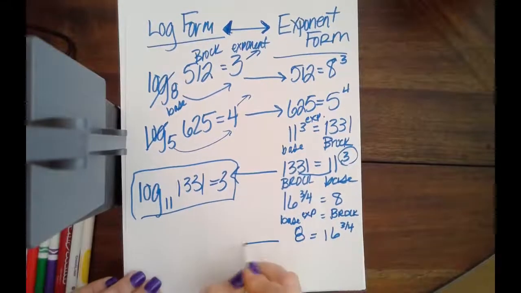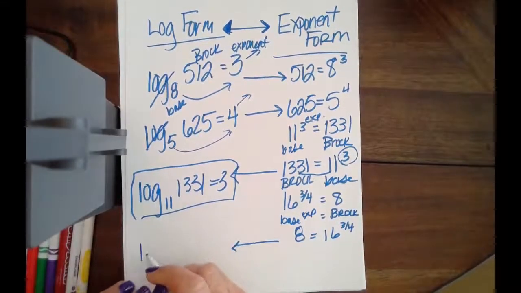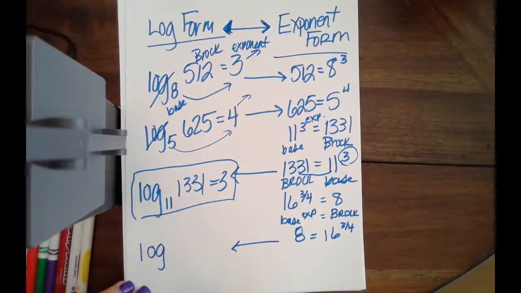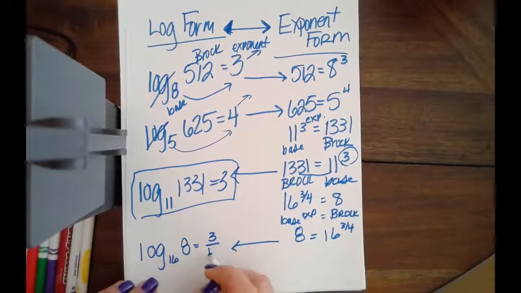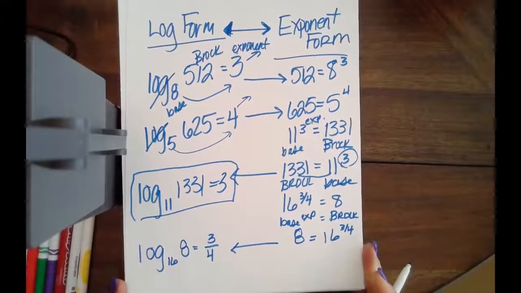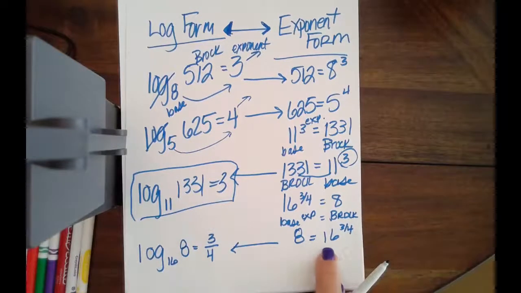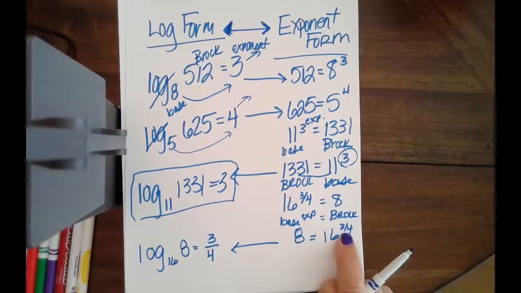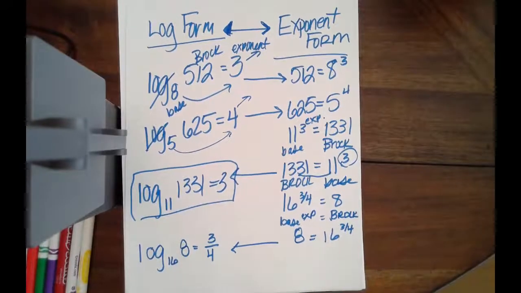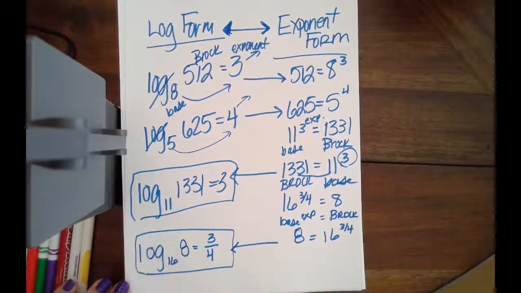All right, in log form, we're simply going to add the word log. Subscript base, well, my base is 16, my block is 8, and then my exponent is 3/4. So basically you are saying if you take the 4th root of 16 and raise that to the 3rd power, remember it's a rational exponent, then you're going to get 8. All right, so here's the log form of that exact statement.